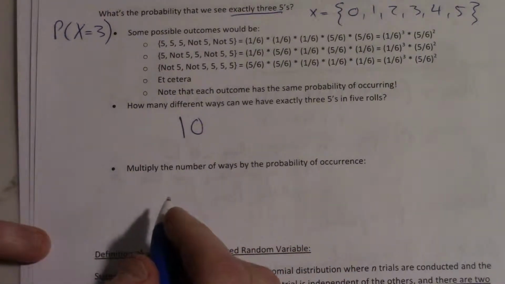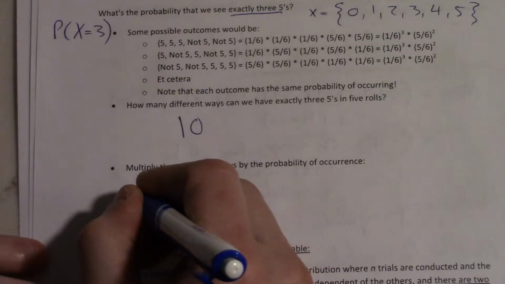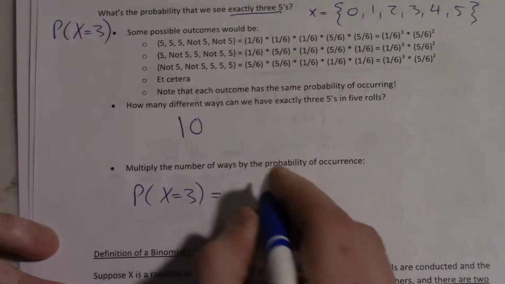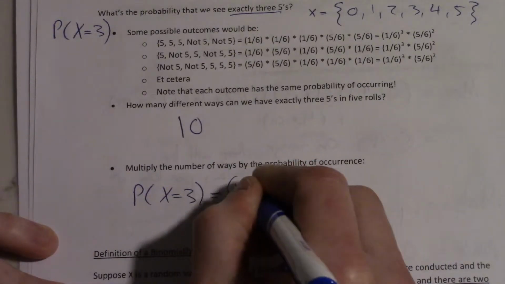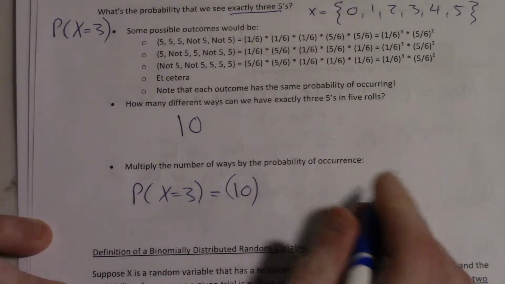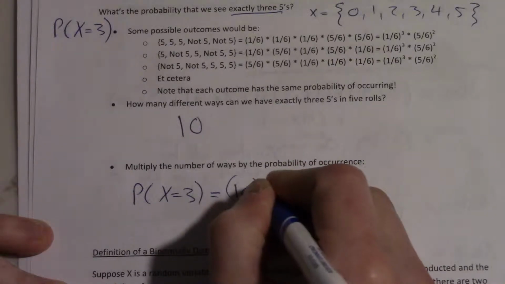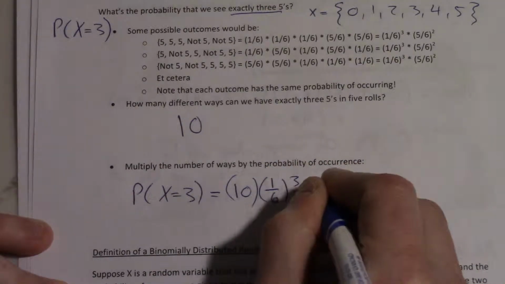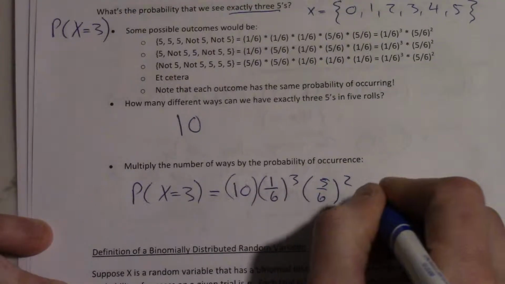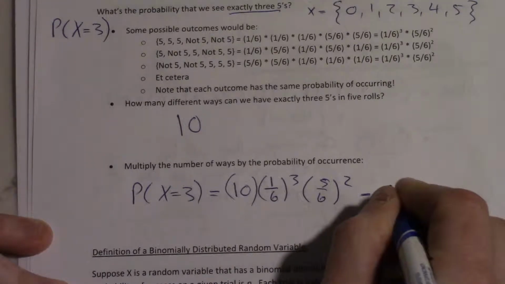So to find the probability that x is 3, just like before, we'll take the number of ways that we could see that outcome times the probability that one of them occurs. So as we saw above, that's going to be 1/6 to the third times 5/6 squared. And that works out to be 0.0322.